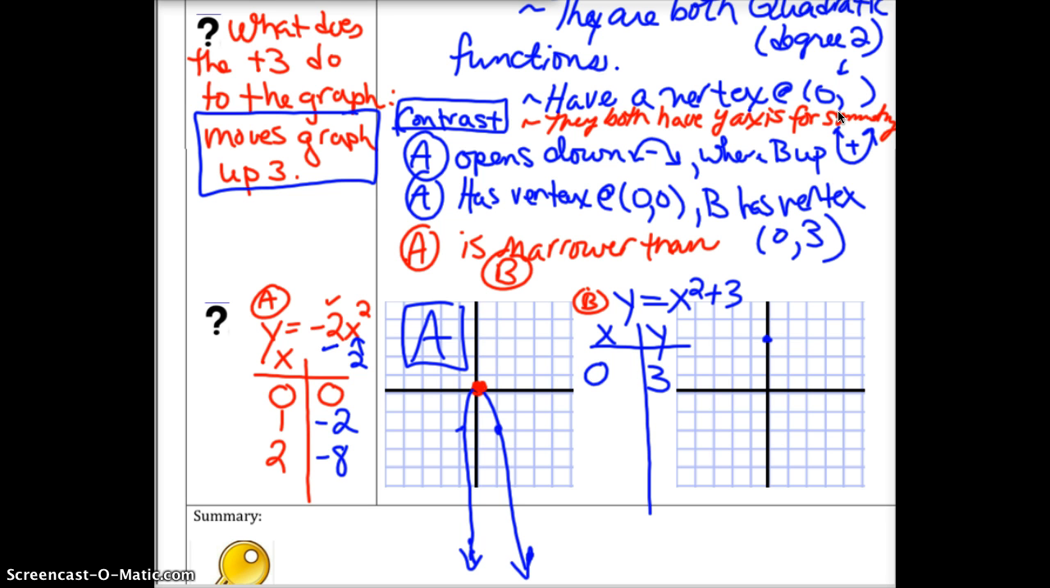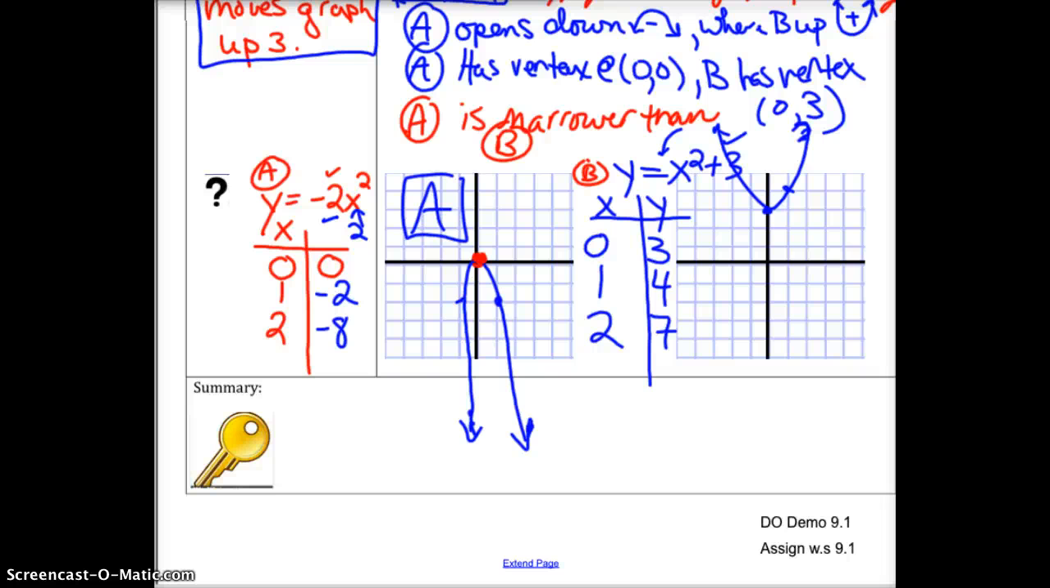Alright, so I've got 0, 3. 1 again is my most logical since there's no fraction out front here. I'm just going to put in a 1. 1 squared is 1, plus 3 is 4. 2 squared is 4, I'm sorry, plus 3 is 7. So I'm going to go 1, 4, and then 2, 7. It's going to be kind of up here. I use some symmetry. It's going to look like that. So you'll notice what happened here. We'll review. All right, so last step.